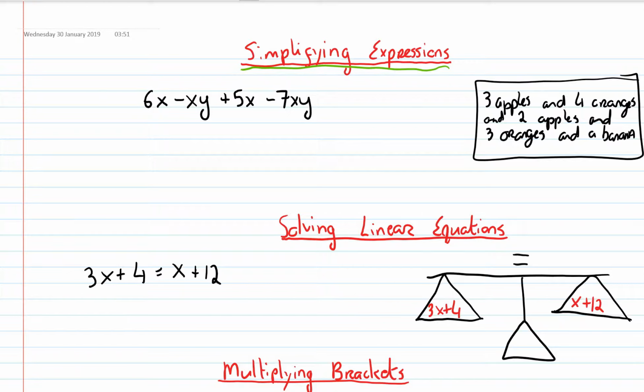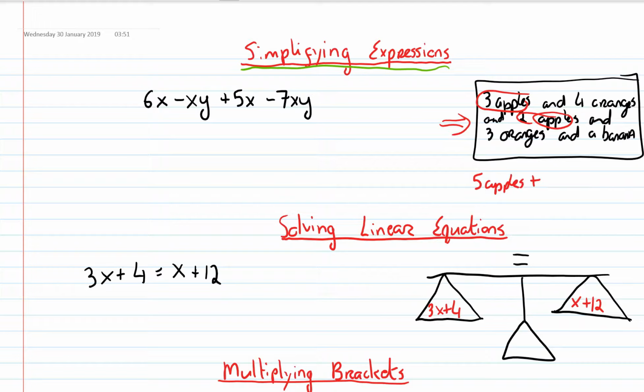Simplify means, as it states, make simple, right? So we'll try to turn big, long expressions into smaller expressions by adding things together. So for instance, over here we have 3 apples and 4 oranges and 2 apples and 3 oranges and a banana. Well, if I was to simplify that, I would take my apples and add them together. So we have 3 apples and 2 apples, so that's 5 apples.